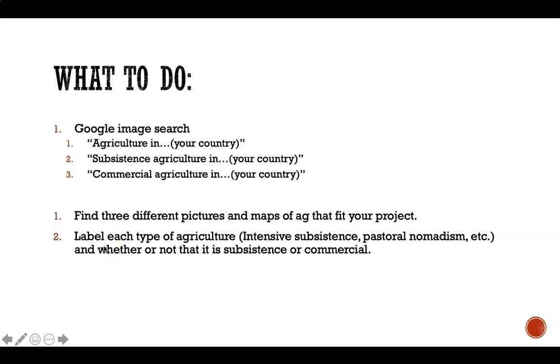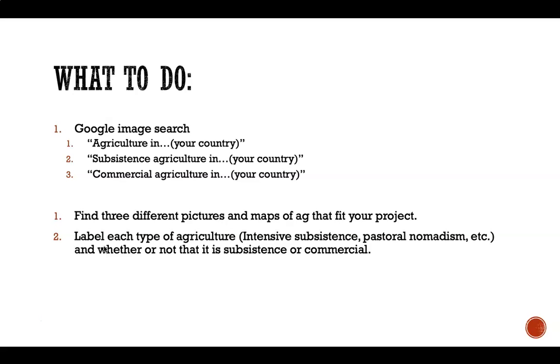First thing I would do is Google search agriculture in your country, subsistence agriculture in your country, and maybe commercial agriculture in your country. From your Google image search, I would find 3 different pictures and/or maps. Maps might work really well too that fit your project.